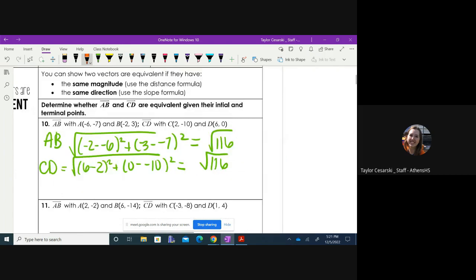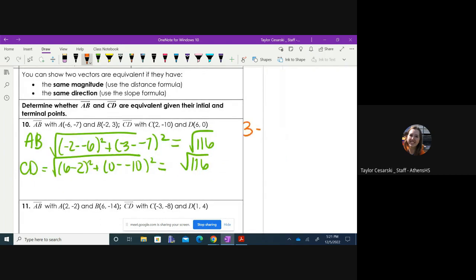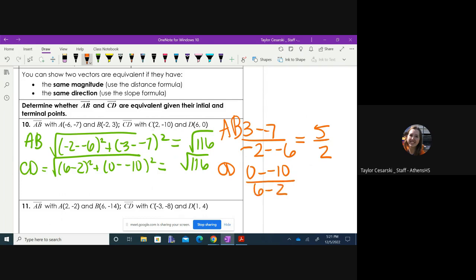To find the direction, that's just the slope. So 3 minus -7 over -2 minus -6 gives me 5/2. It actually gives me 10 fourths, but that simplifies to 5/2. That's for AB. And then for CD, 0 minus -10 over 6 minus 2, that's also 10 fourths, which simplifies to 5/2. So these are equivalent because they have the same magnitude and the same direction.